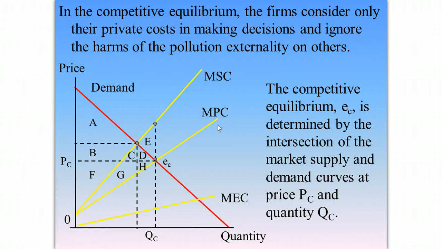So using first-year economics, the market equilibrium is just where the supply and demand curves cross, where the marginal benefit curve of consumers crosses the marginal cost curve of producers. And that's given by the point EC. So you get price PC and quantity QC.